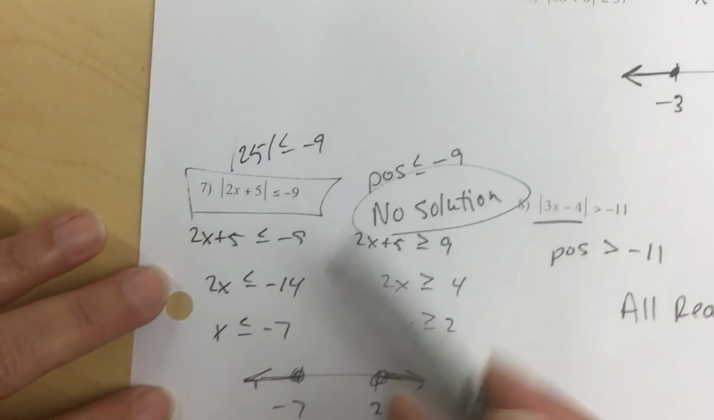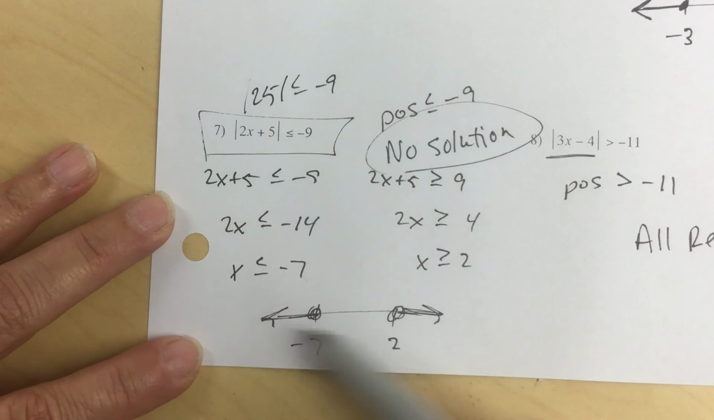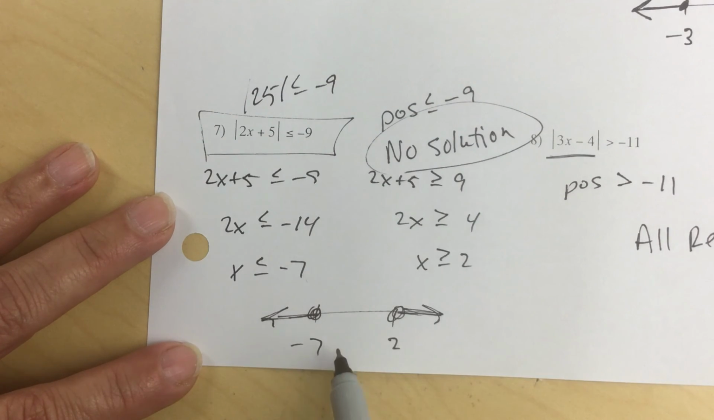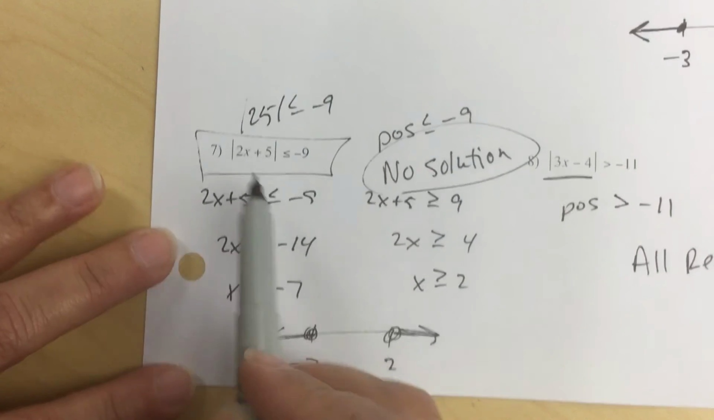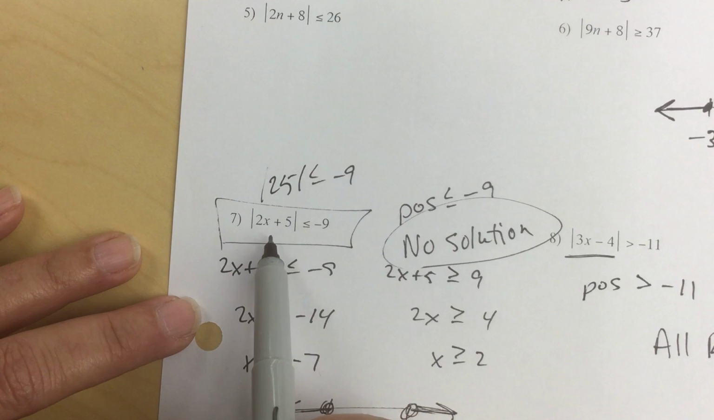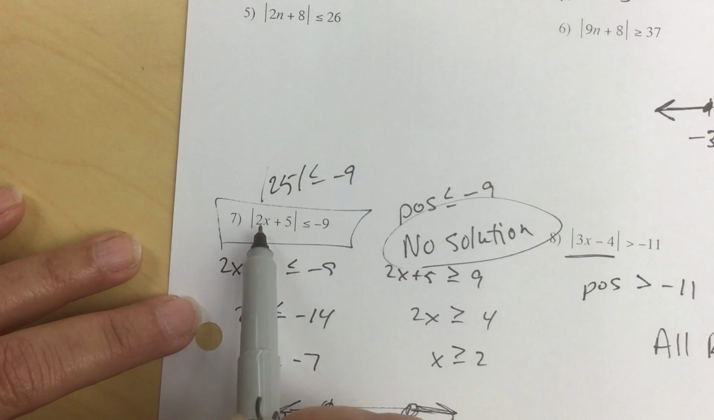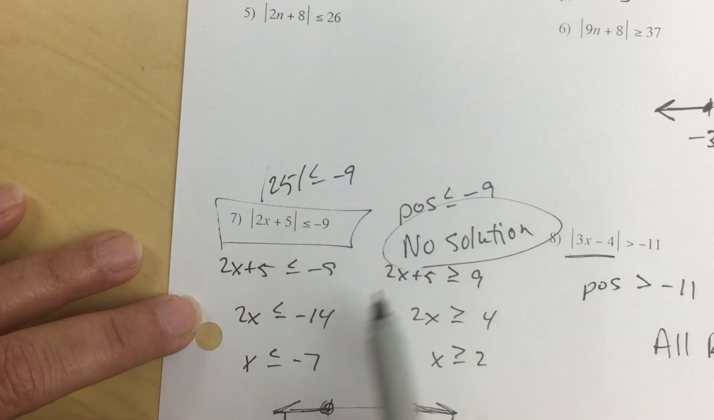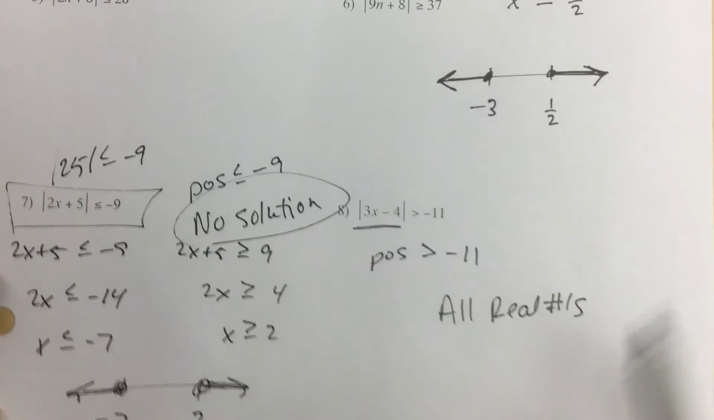We just had somebody ask, well, what if you work it out? You get something that looks logical, but even if you pick numbers in those sections and you plug it back in, like we picked a 10, and because 10 is bigger than 2, it looks like it should work. So you get the absolute value of 25, which is not smaller than negative 9. So look for no solutions and all real numbers.